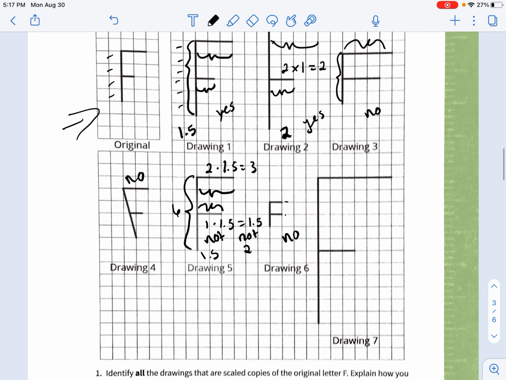Okay, and then last one. So this is 12 units long. So the original one is 4. So we times 4 by 3 to get 12. So we've got to now see if we multiply every length by 3, we get what is showing here in the example. So 2 times 3 is 6, which that one checks out.